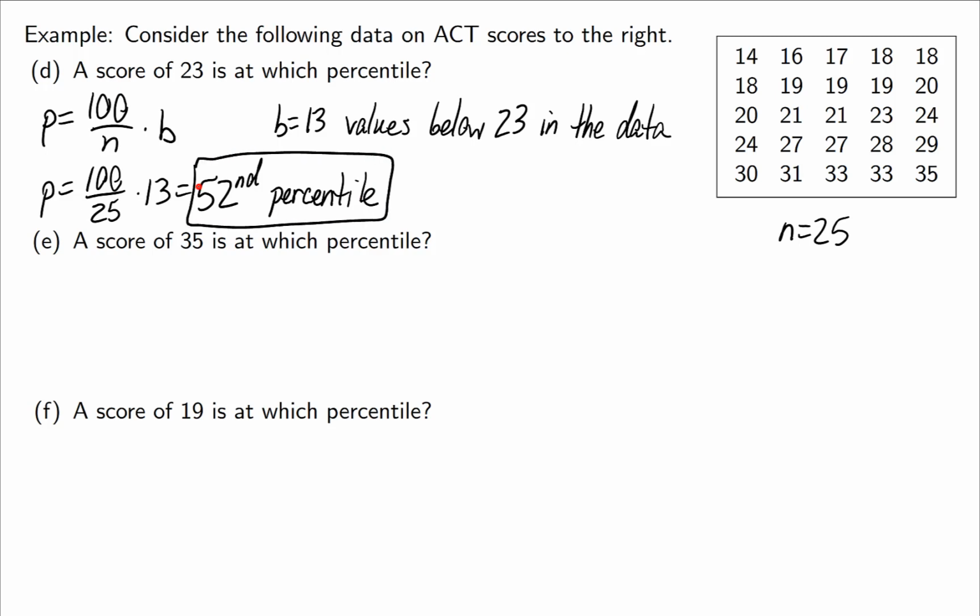Let's do another example. A score of 35 is at which percentile? Let's start out by calculating what is my b here. 35 is the largest number in the list. How many values does it have below it? You can count them. There are 24.